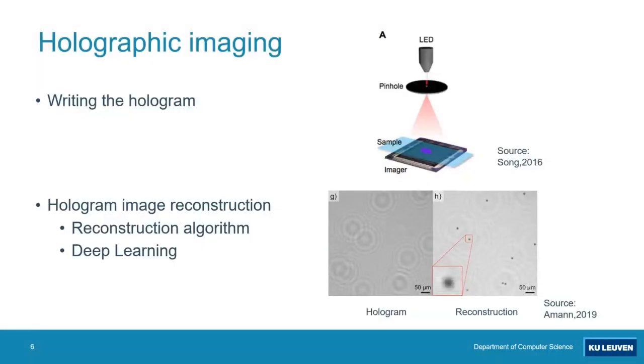In holography imaging, to obtain a hologram, we need a point light source, for instance, an LED. We can let the light pass through a pinhole and illuminate the semi-transparent sample. In the end, we use an image sensor to capture the hologram. The hologram contains both amplitude and phase information of the object, which allows us to reconstruct the original image. To reconstruct the image, there are dedicated reconstruction algorithms. However, the recent data-driven deep learning approach can reach real-time performance, which makes a live stream of the observation possible.